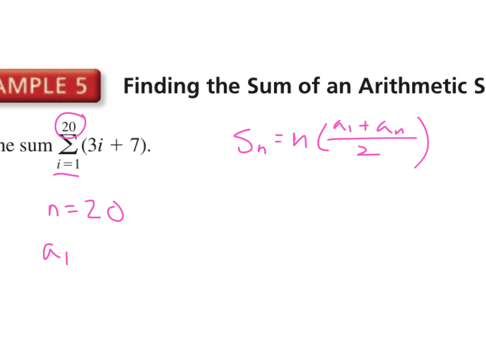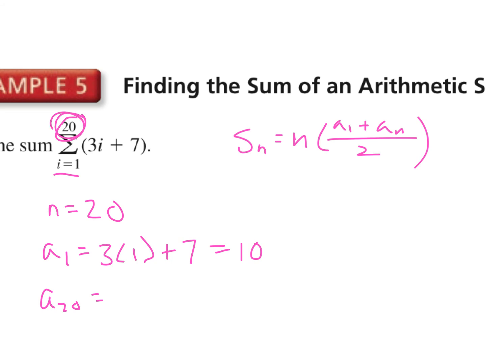Now we want to find our a sub 1. So we're going to plug in 1. So we have 3 times 1 plus 7. What's 3 times 1 plus 7? 10. And then we want to find our a sub n, which our n is 20, so we're going to find our a sub 20.